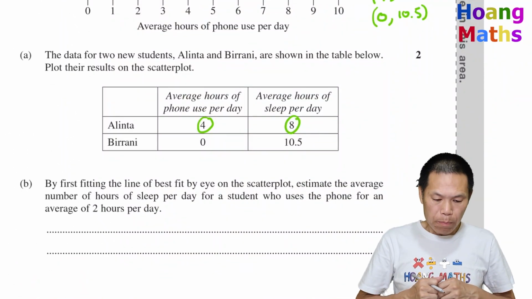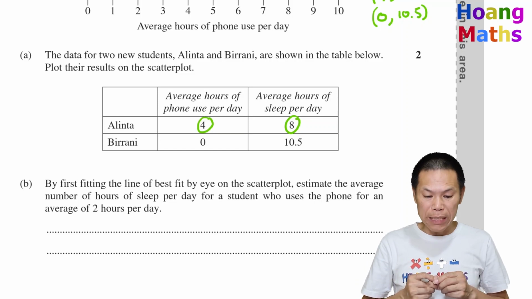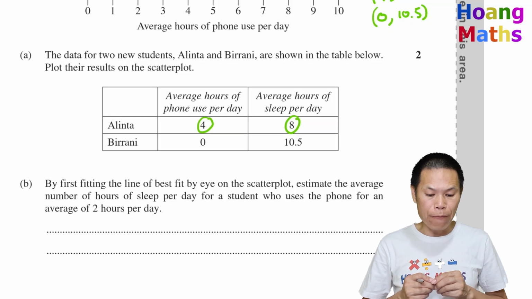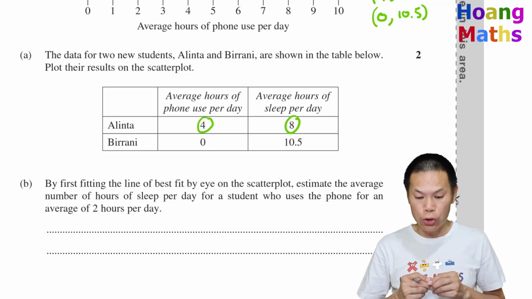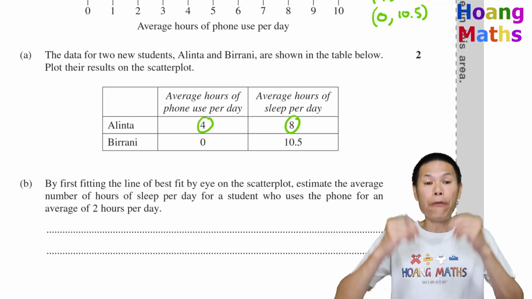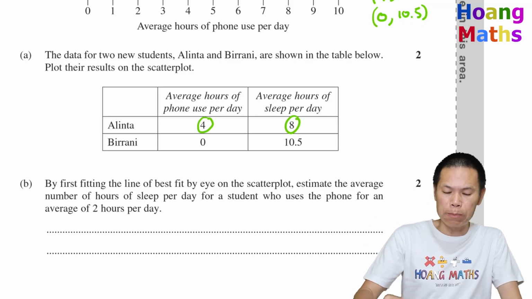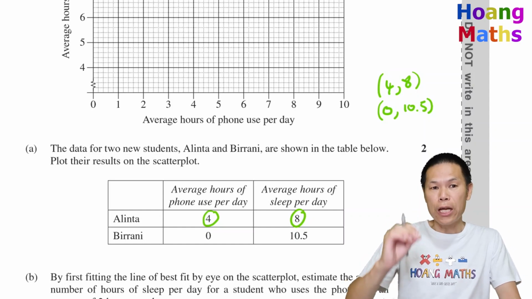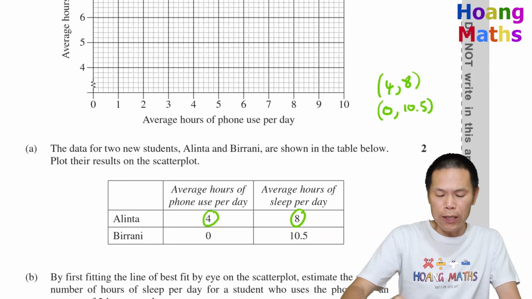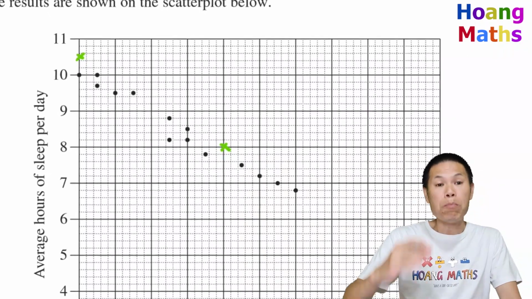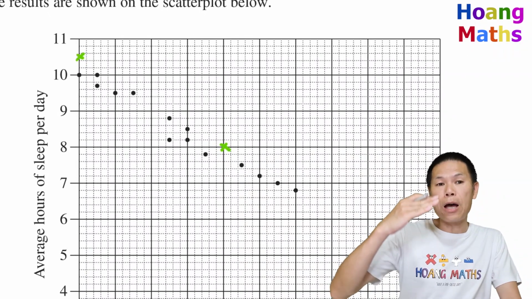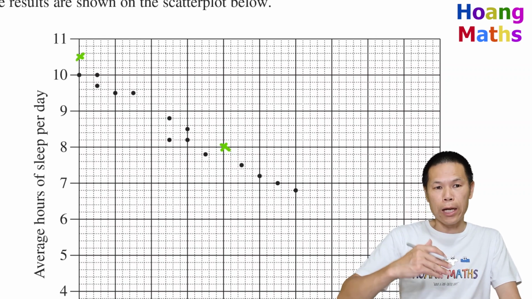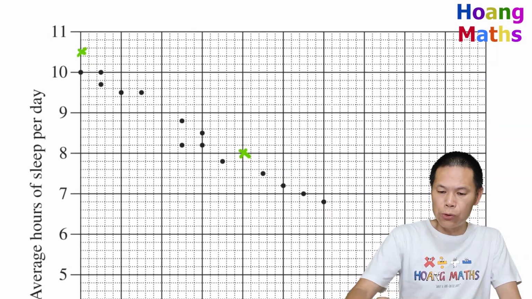Part B. By first fitting the line of best fit by eye on the scatter plot, estimate the number of hours of sleep per day for a student who uses the phone for an average of 2 hours per day. So first of all, let me just draw a line of best fit. Now to do this, for the line of best fit, the number of points above the line must be the same as the number of points below the line. Okay, so let me just use the ruler.